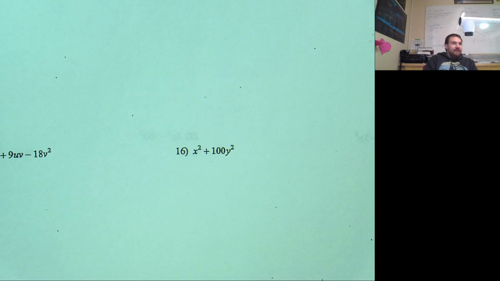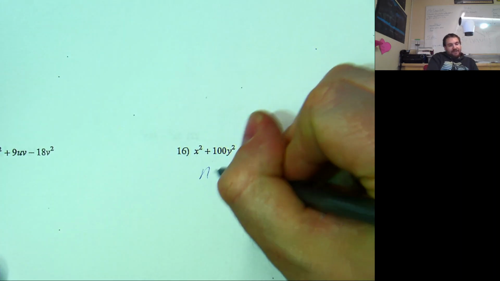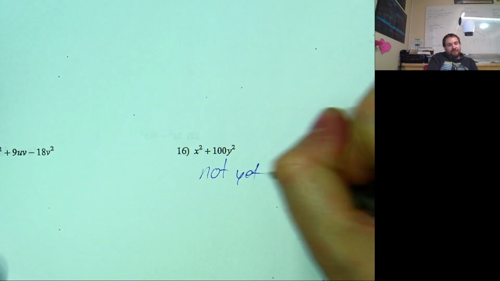That isn't a division. That's plus, right? That is addition, correct. Is there a GCF there? No. Is that a difference of squares? No. So then the only other thing you could do is find two numbers that multiply to 100 and add to 0, and no such numbers exist. So this is not yet factorable.